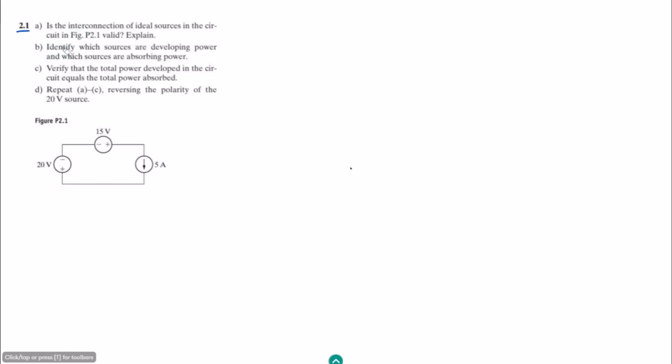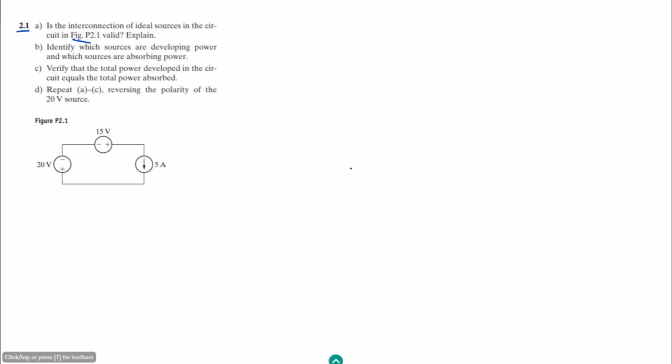The statement of this question is: is the interconnection of ideal sources in the circuit in figure 2.1 valid or not? Explain. The first thing here is whether these connections are valid or not. These are all independent sources. This is the independent voltage source, and this one is the independent current source. So what should I consider for the validity of this?